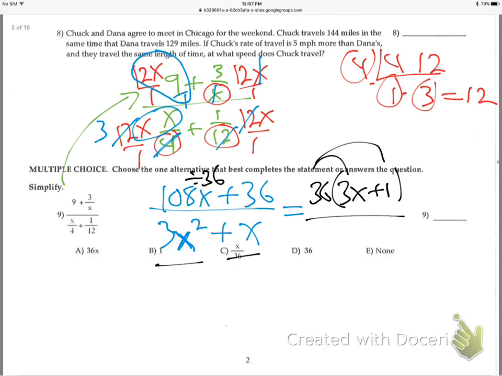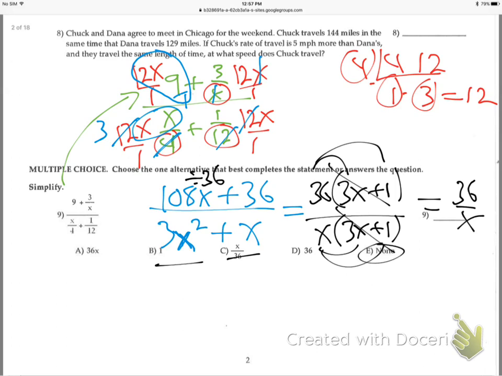Down below, what's the GCF of 3x squared and plain x? Just x. Also leaving 3x plus 1, because x times 3x would be 3x squared, x times 1 would be x. And then these would cancel. And you'd have 36 over x, which is none of the above. It's not there, is it? Did you get it? Or maybe you got none of the above without getting the real answer. That can happen. Sometimes none of the above helps you out that way. Questions on that?